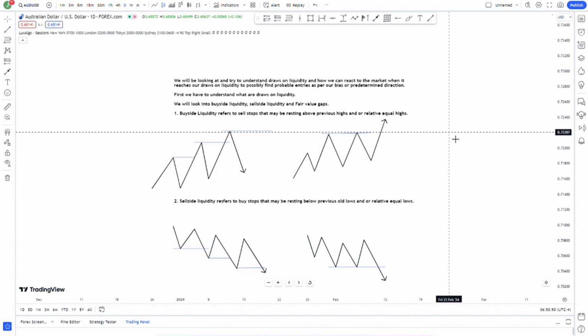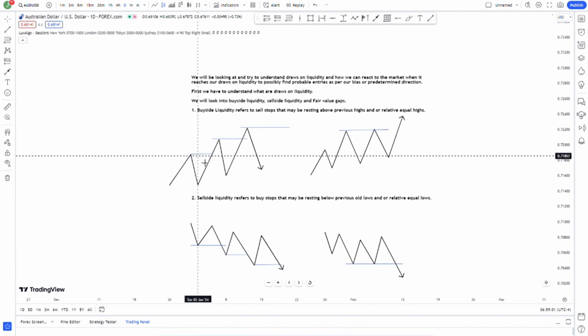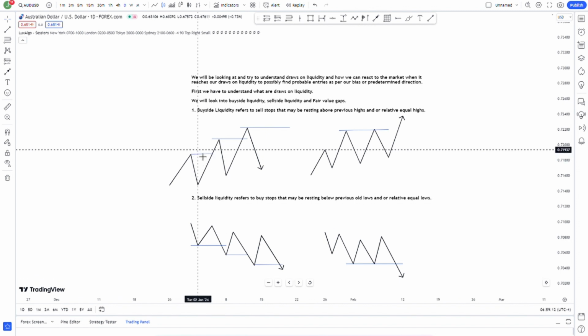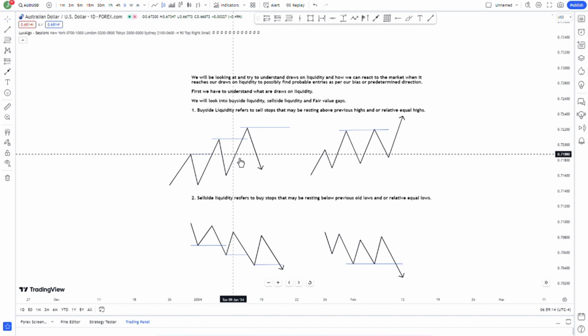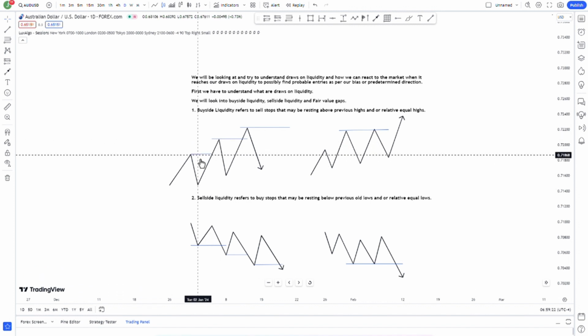and fair value gaps. Buy-side liquidity refers to sell stops that may be resting above previous highs and or relative equal highs. Now, above every high that the market has made, there will be sell stops. These are the levels where retail traders may be thinking the market would come and create double tops, or there will be some form of resistance. Retail traders will be thinking that the market would come and reject and sell from that particular level, but the market would simply buy through the previous highs and run through the sell stops that will be resting above.